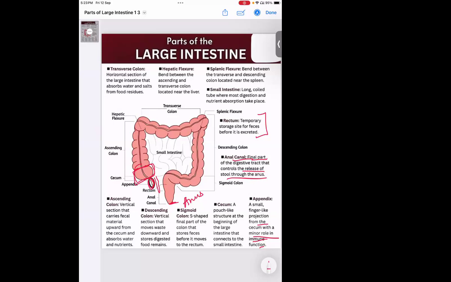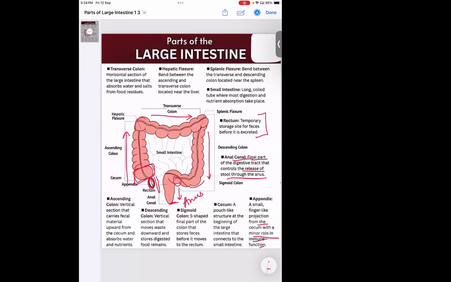So the transverse colon goes from left to right, and the ascending colon goes from down to up, bringing the waste from the cecum. Then it goes to the transverse colon. The transverse colon will give the waste to the descending colon, in which it goes from top to down. And this descending colon will give it to the rectum where it will be stored, and the rectum will give it to the anal canal, and the anal canal will release it out through the anus.